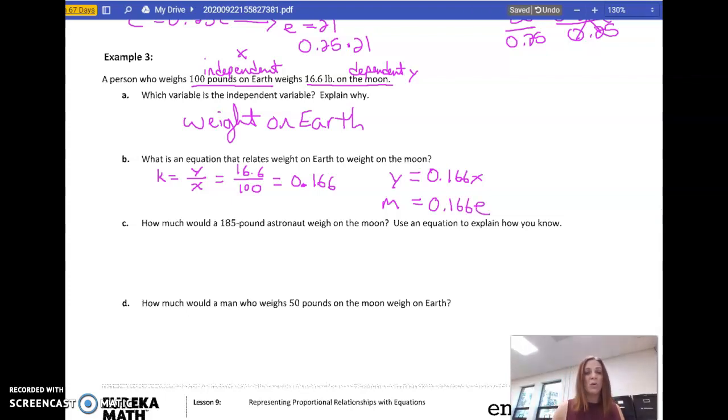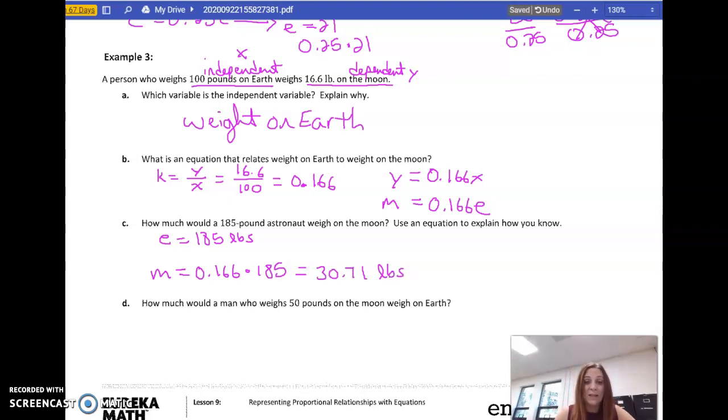Okay, so how much would a 185-pound astronaut weigh on the moon? Well, this means e, his weight on Earth, is 185 pounds. So I can plug that into my equation. Weight on the moon equals 0.166 times weight on Earth, so times 185, and that would equal 30.71 pounds.